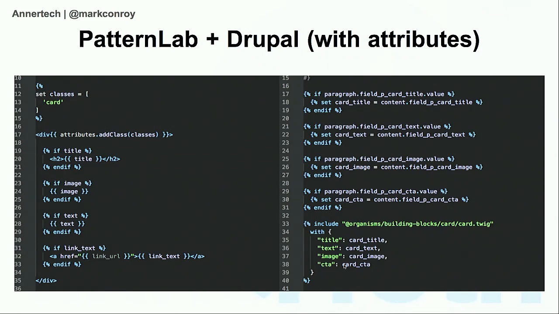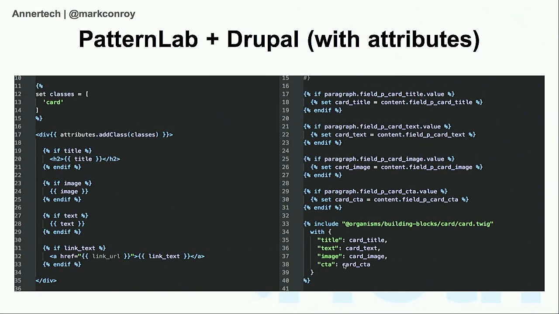So if you're looking for attributes, add class or attributes, node title and things like that, in my JSON, I've just created a default item in that. This one here is slightly more complex. This is looking at a paragraph bundle, specifically a paragraph bundle that would create a card. So the card has an image field, a title field, a small text field, and a link field.